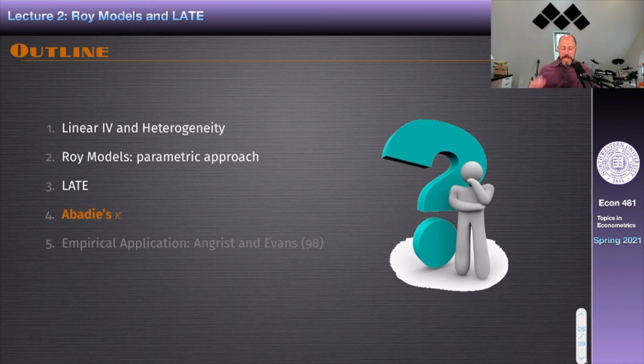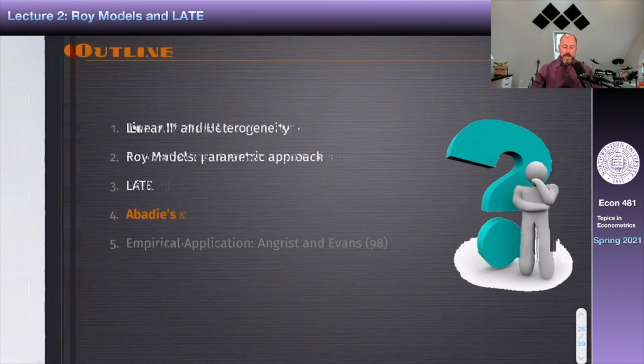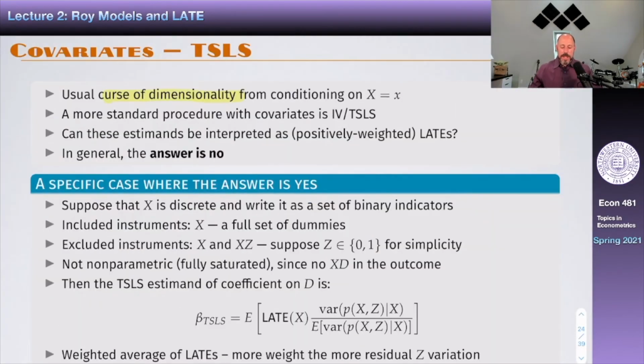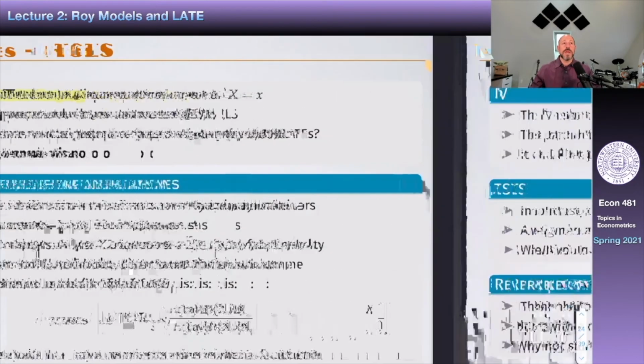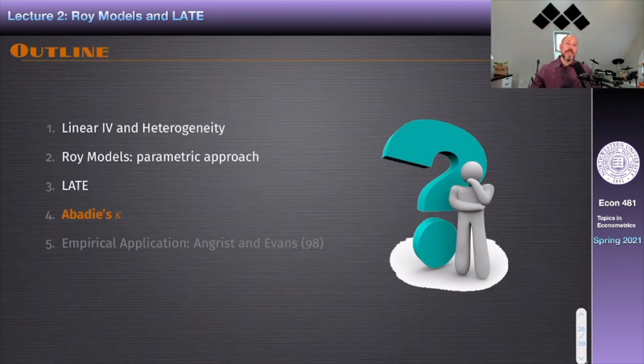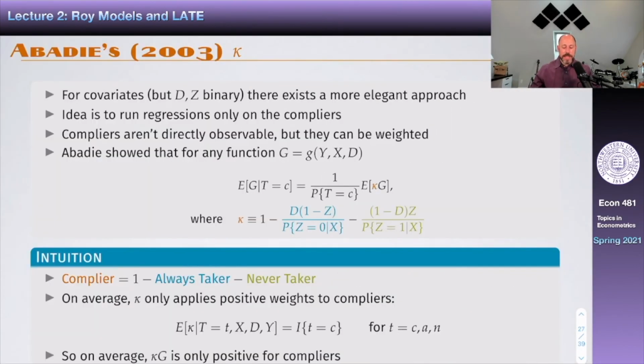All right, let me recap because we derailed a bit. We're talking about adding covariates, and the summary is that adding covariates is a mess. So can we do it in a better way? This was done in Abadie's paper, this 2003 paper. He called it kappa, and people now call it Abadie's kappa.